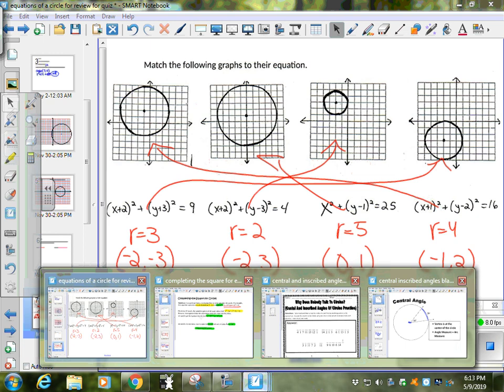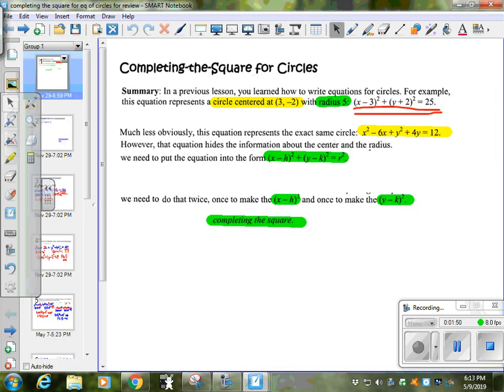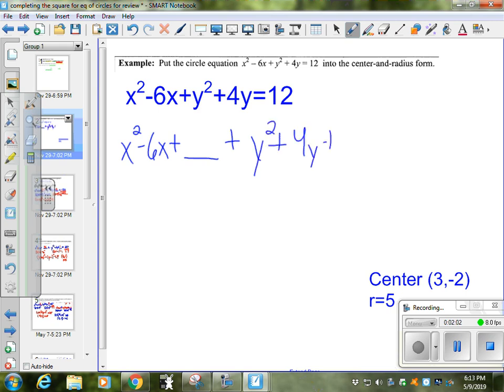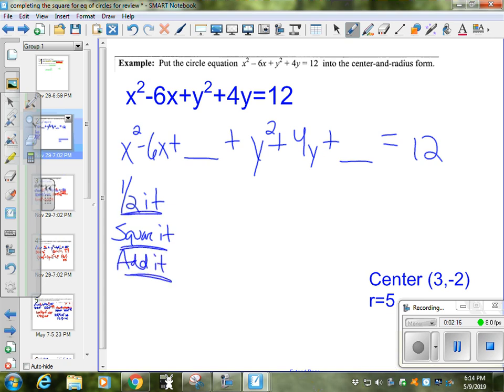Now we're going to go back to completing the square. I'm just going to do one of these so you can see how to do it. Remember, you group your x's and y's first, so x squared minus 6x plus blank plus y squared plus 4y plus blank equals 12. And then you do what we talked about: half it, square it, add it. If you can remember half it, square it, add it, you've got this.